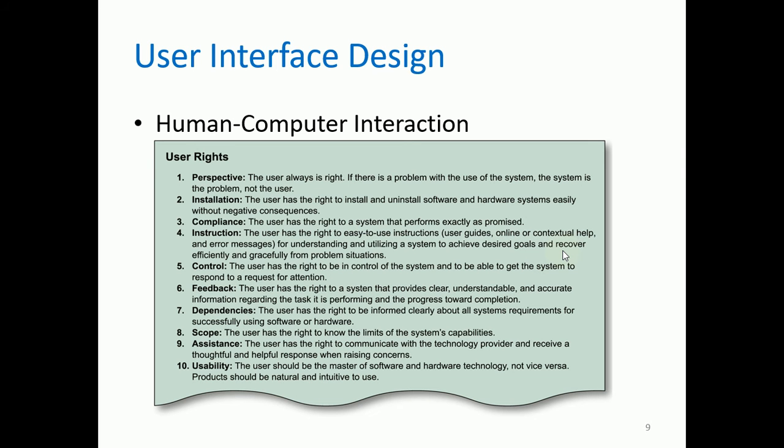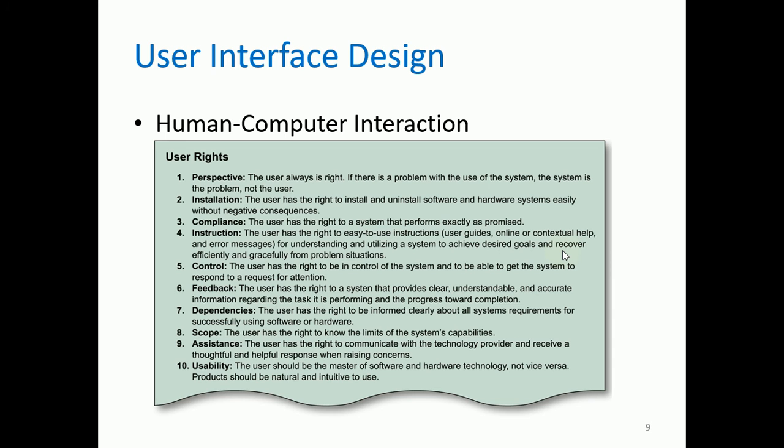And then number nine, assistance. The user has the right to communicate with the technology provider and receive a thoughtful and helpful response when raising concerns. So aside from instruction, where there is help, there should also be an assistant, or someone that you can call for help whenever you have trouble with your system, specifically if you bought it from a vendor or a software provider.